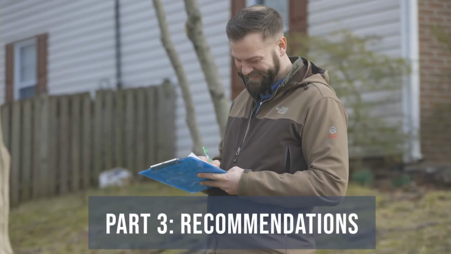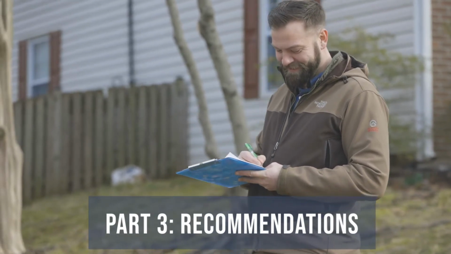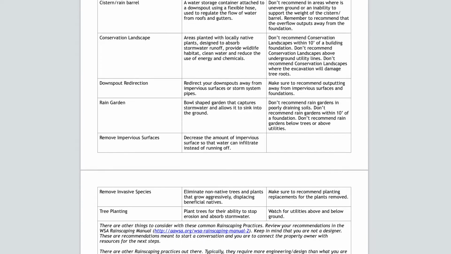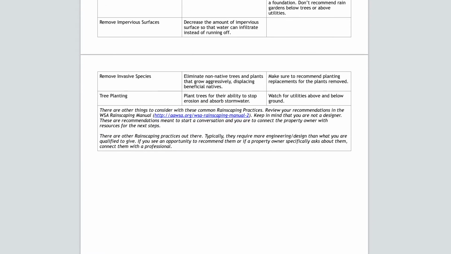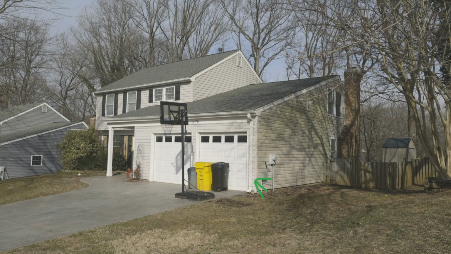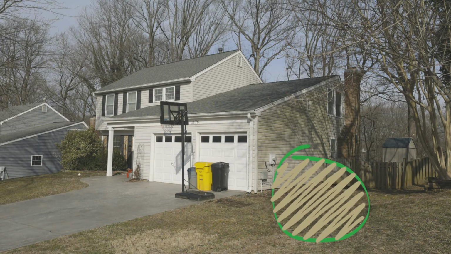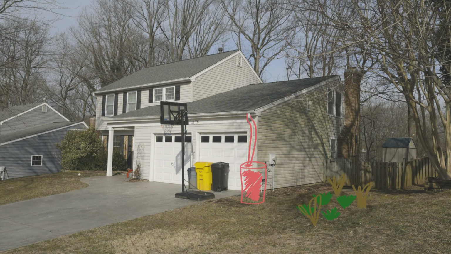Before you leave, take a moment to jot down some initial notes about what rainscaping practices might help the homeowner slow down, spread out, and soak in their stormwater. In this situation, on the right-hand side of the yard, a rain barrel coupled with a conservation landscape consisting of shade-tolerant plants might be best to contend with the bare soil and erosion issues. Mapping out their locations will be helpful when you get home and prepare your follow-up letter.